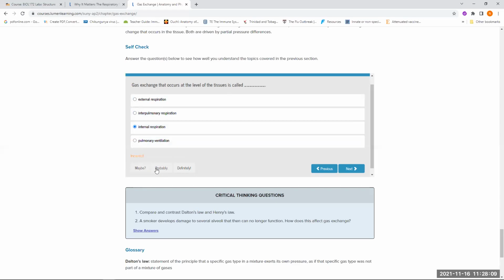Internal. How sure are you? Maybe, probably, or definitely. You're definitely correct. So you had the inter part right. So I am mad at you. In your mind, you had the concept there. It just chose the wrong stem. So you were halfway there. So internal respiration, quite right.